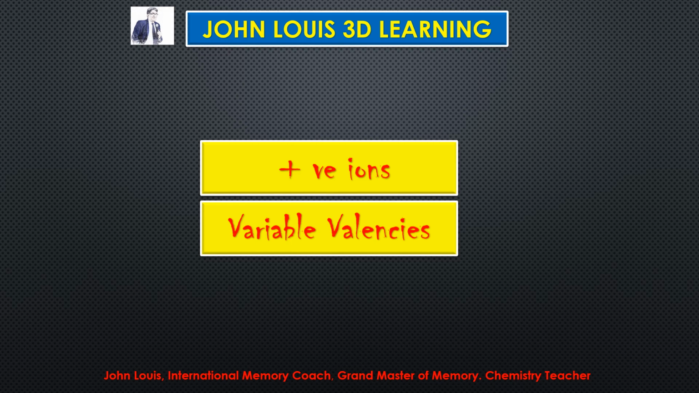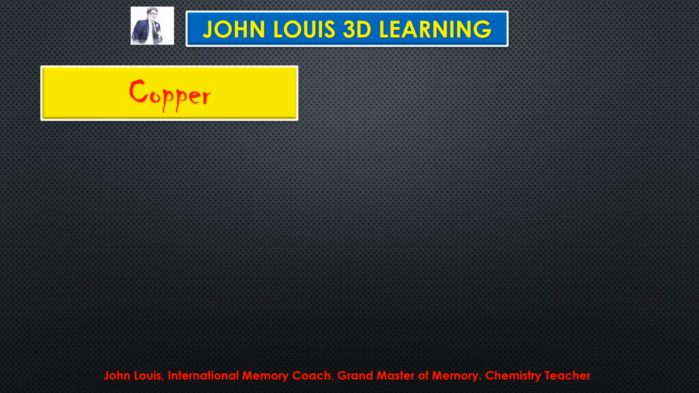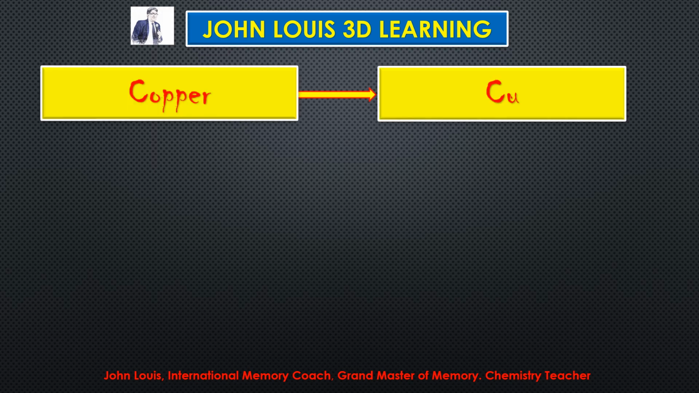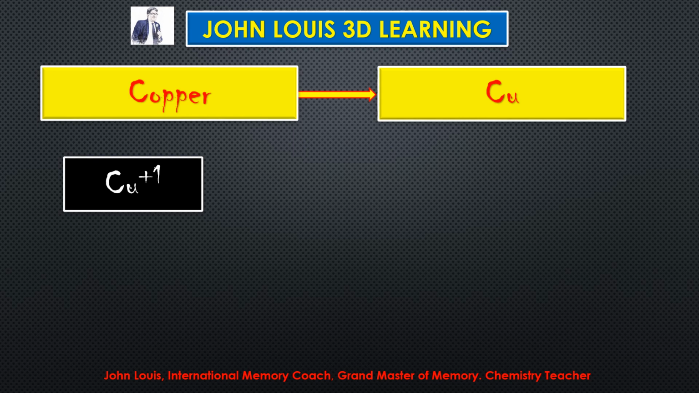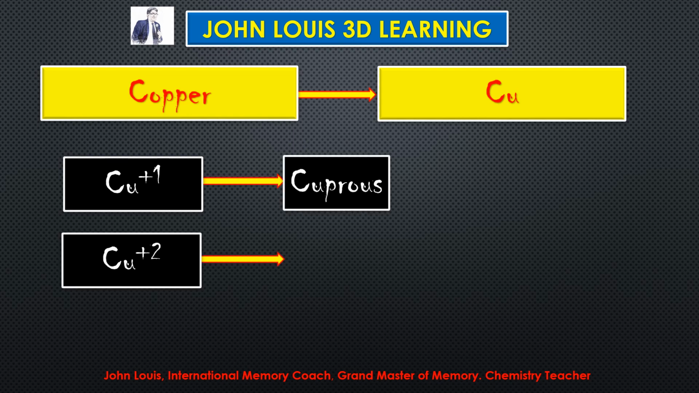So first of all, let us see positive ions having variable valencies. So let's learn one by one. First is copper. We already have learned the symbol is Cu, and if the charge is plus 1, it is known as cuprous. If the charge is plus 2, it is known as cupric.